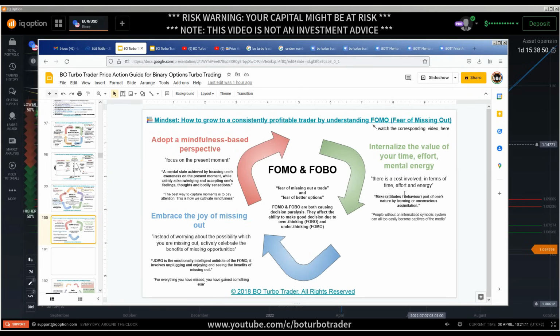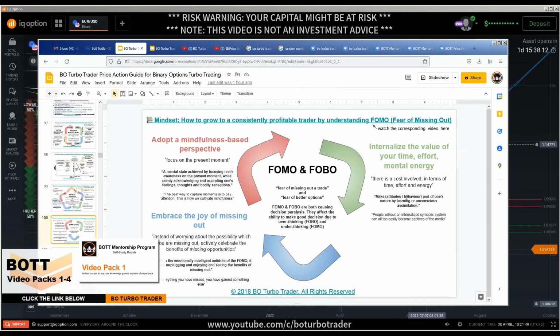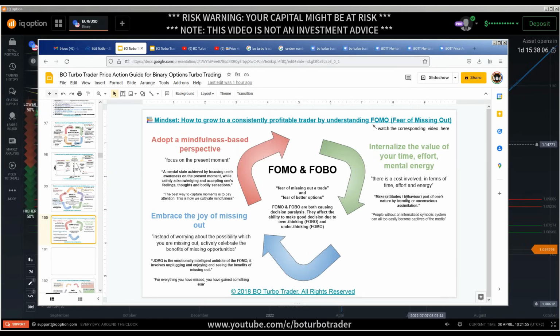Yes, because most of you who are affected by FOMO don't think that there is a cost involved, that you are wasting your time when you are always looking for better options. So, make attitudes and behavior part of one's nature by learning or unconscious assimilation. That means you need to understand that the attitude and behavior you have, obviously this FOMO, is a bad habit. At the beginning it's something you just do, but at a specific point it will become a habit. And then you do this always.